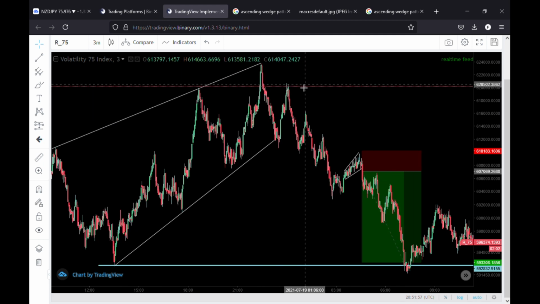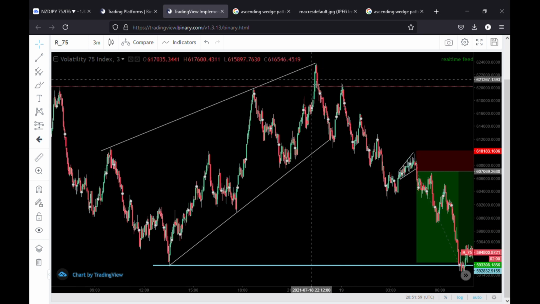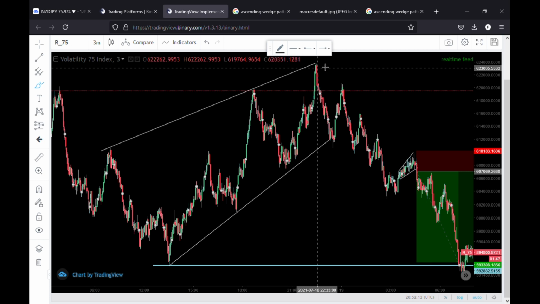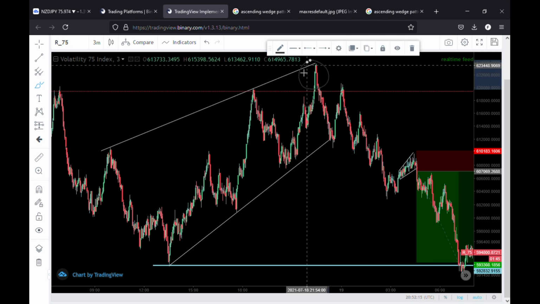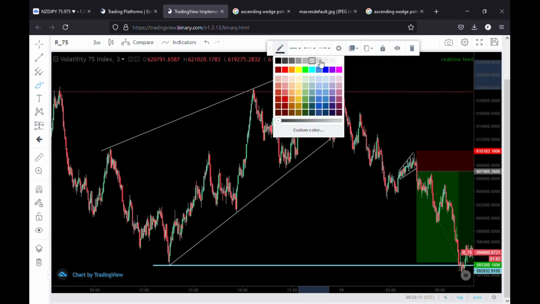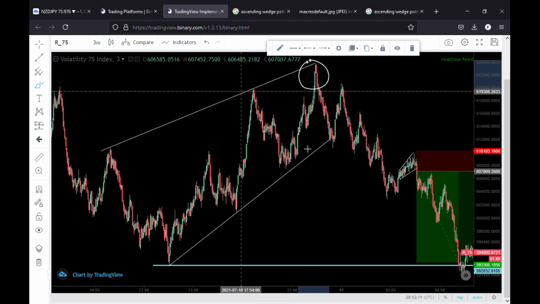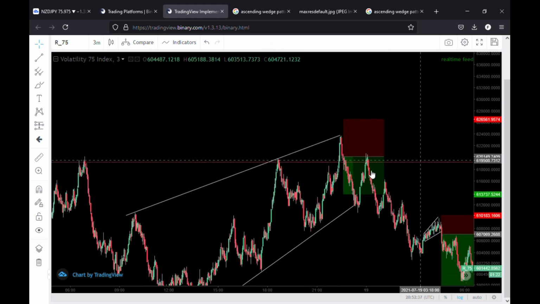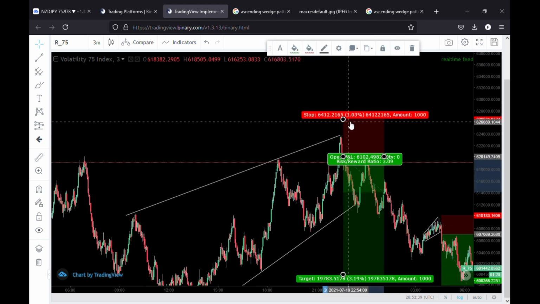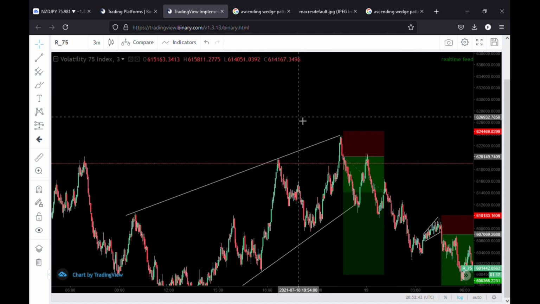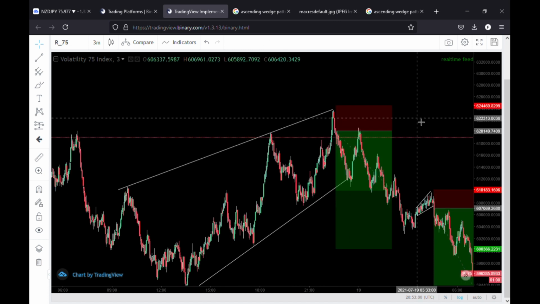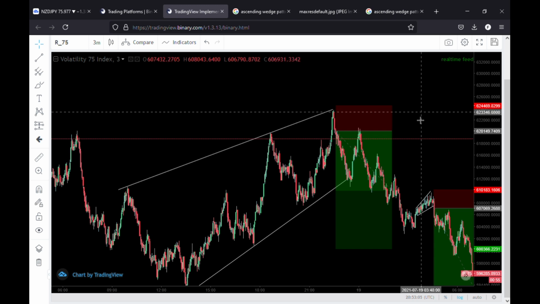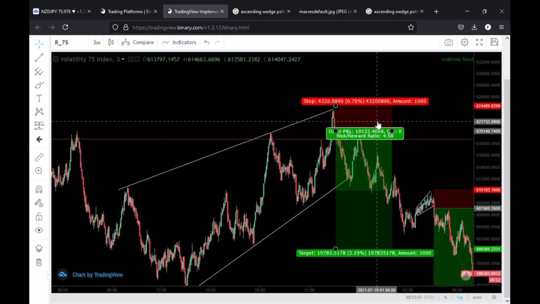But then I couldn't enter right here. Why? Because I didn't have a clear reversal pattern. This thing just came and bounced off the trend line. So it's very risky to put your sell here after a few red candles. If you have watched my previous video before this one, you will know why. But if you haven't watched it, I'm gonna show you right now.